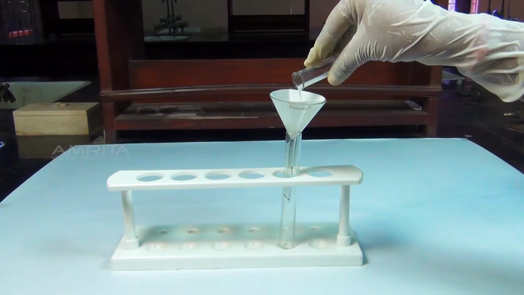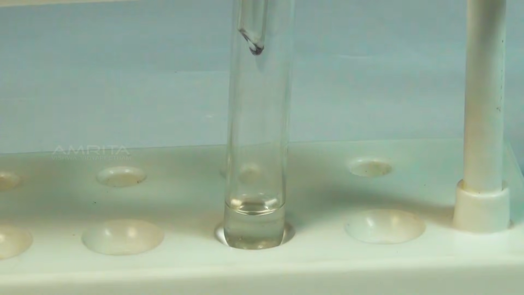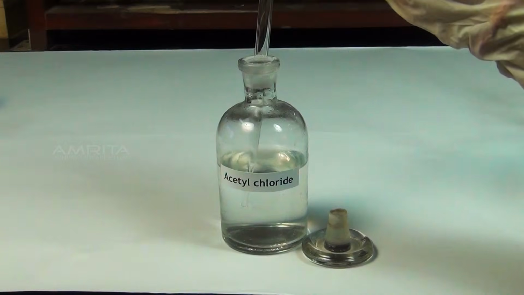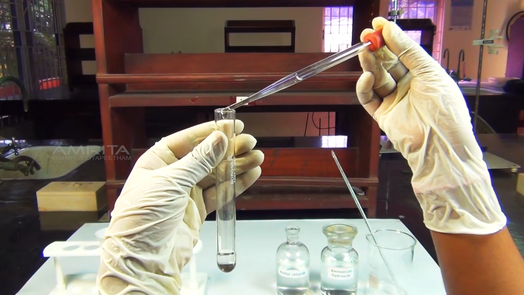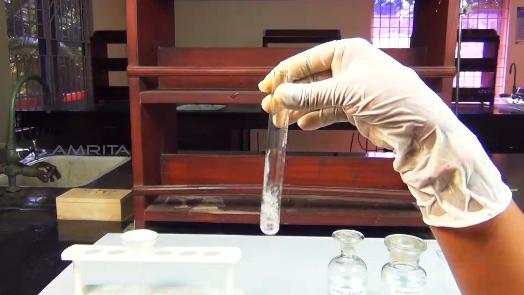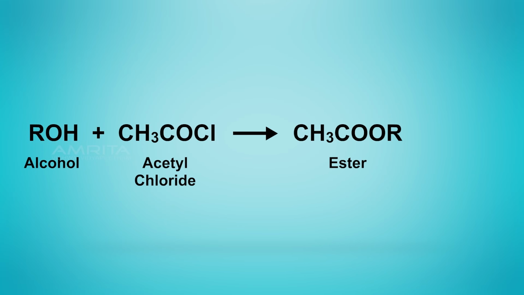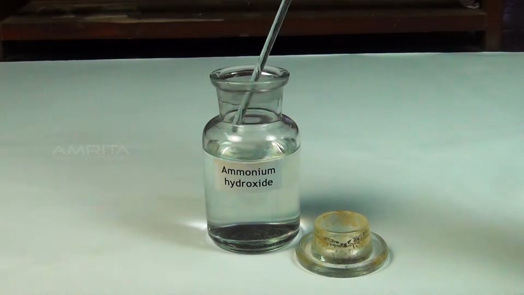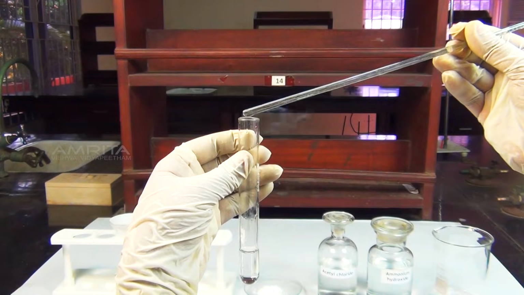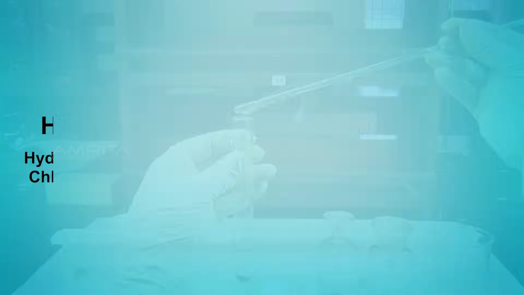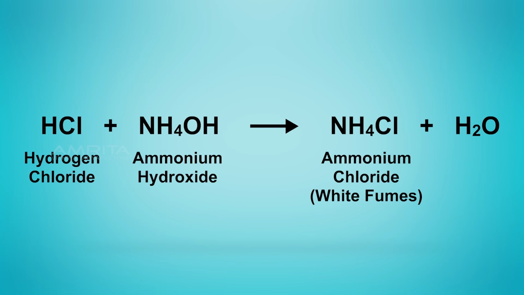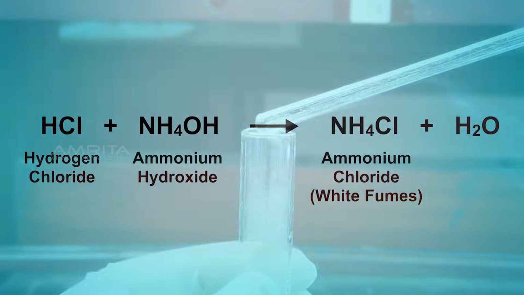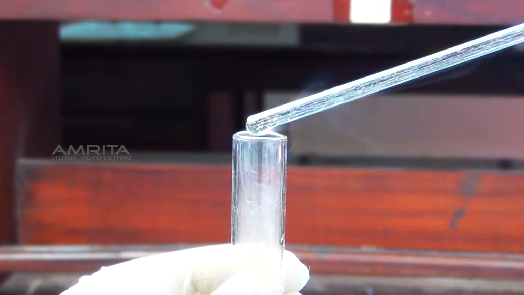Shake the test tube well to remove any water content in the organic compound. Filter the contents into another clean, dry test tube. Using a dropper, add a small quantity of acetyl chloride into the compound. Shake the test tube well. Alcohol reacts with acetyl chloride to give hydrogen chloride gas. Now, dip the glass rod in ammonium hydroxide solution and bring it over the mouth of the test tube. The hydrogen chloride reacts with ammonium hydroxide to form white fumes of ammonium chloride.